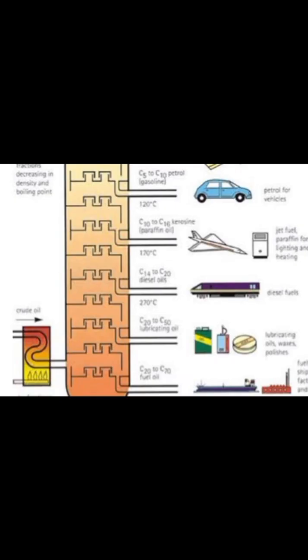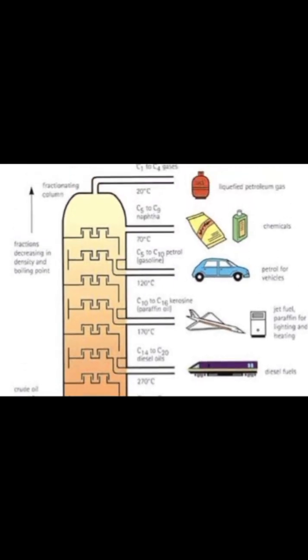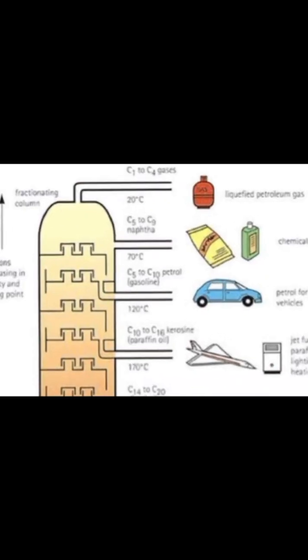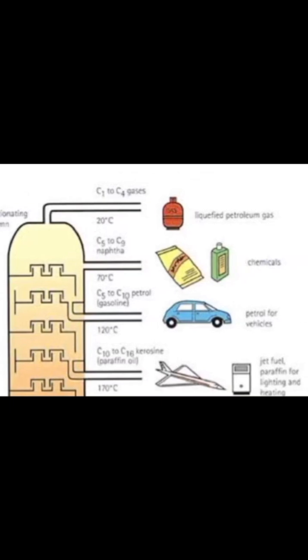Those fractions present in the petroleum whose mass is very low, and whose boiling point is very low, will quickly evaporate. And when they evaporate, they will be condensed and tapped off from that particular compartment. For example, the very first fraction, you can see, contains carbon 1 to carbon 4 gases, and it is obtained at a temperature of about 20 degrees centigrade.